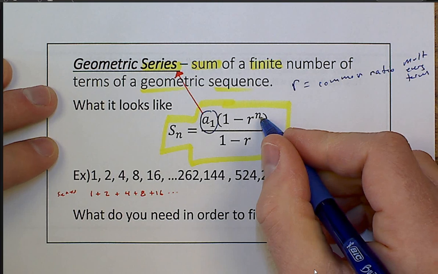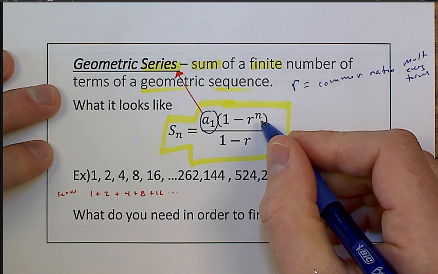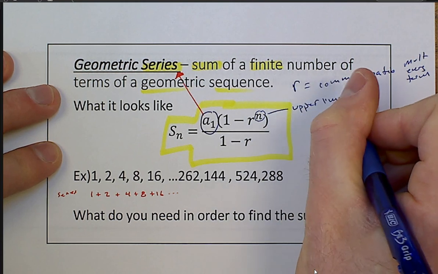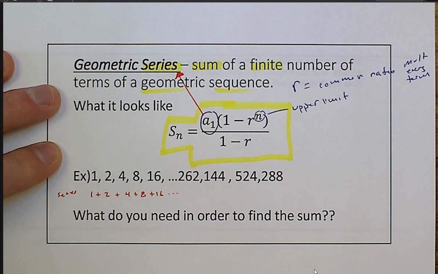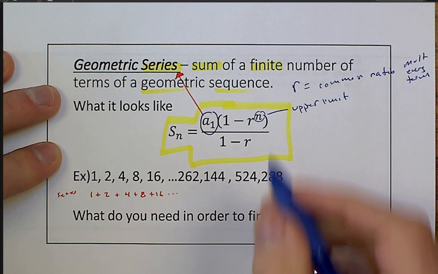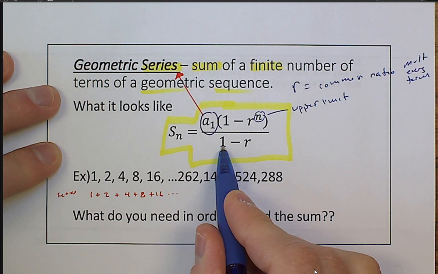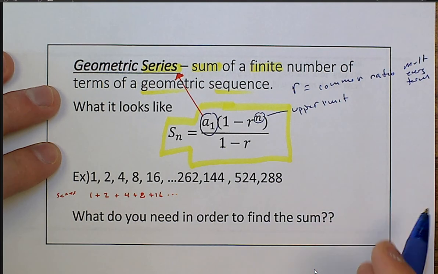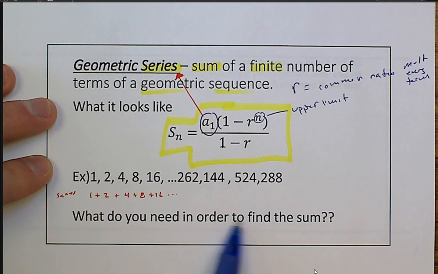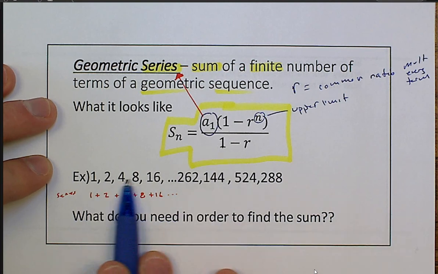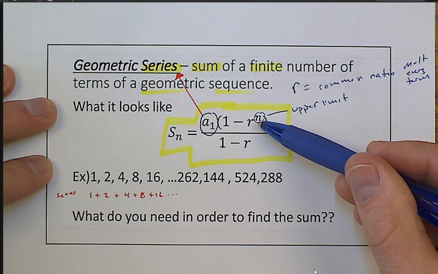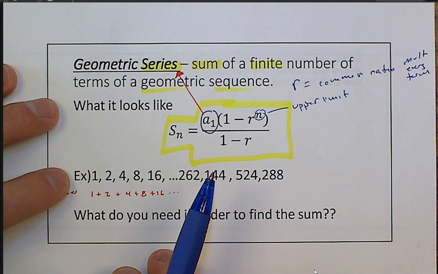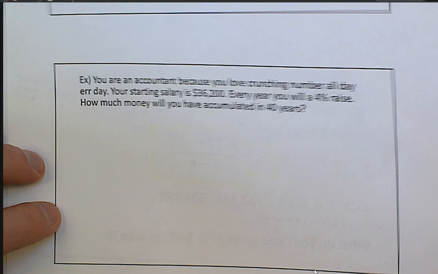n represents the upper limit. That's how many terms are in the total, the highest number of terms in the sequence. And this 1 is always going to stay a 1. This r is always going to be your common ratio again, so this r and this r are the same exact number. What would we need in order to find the sum for this specific geometric series? We would need to know what term number this last number is. We already have the 1, and we've got to find the common ratio. Let's flip it over and do that problem here.